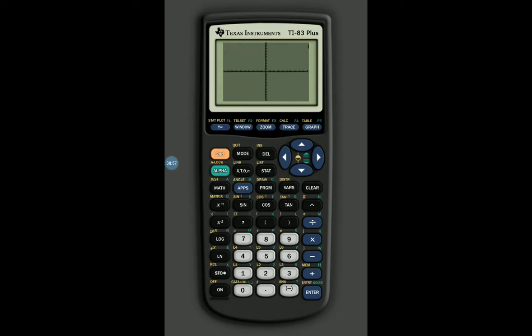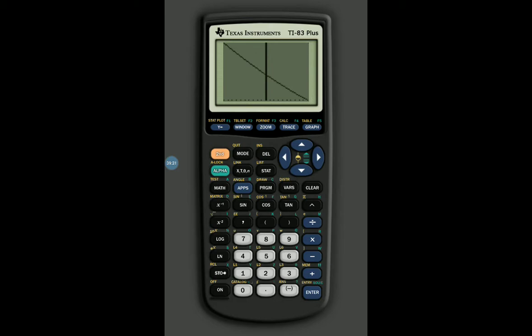Now, the standard window is a 10 by 10 window, meaning that it's going to go 10 units to the left and to the right of the origin, and 10 units up and down from the origin. Now, that's not going to help me see this graph, and as you can see, it's not on there at all. But if I go to zoom, and sometimes zoom fit is a good place to start, then it will readjust the scale so we can see what's going on.